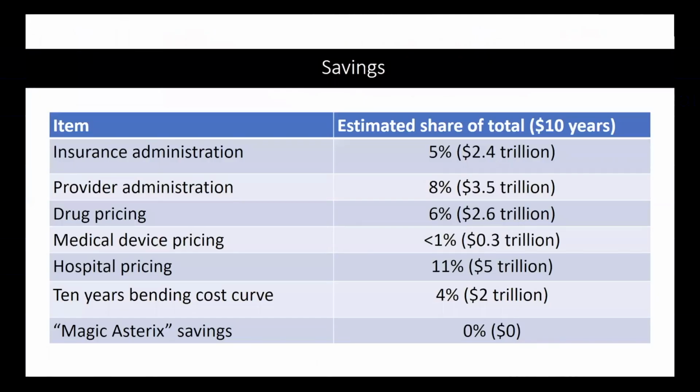How much is it going to cost? Here are my estimates. Now, if you looked at Jim's thing, I'm kind of on one extreme. My studies tend to be more optimistic about the savings you'll get. I estimate that 5% of spending over the next 10 years would be saved by reducing administration in insurance companies. That's $2.4 trillion. You can go down and see the rest. Provider administration, it all adds up to close to 30% will be saved, or 34% will be saved. The 10 years bending the cost curve, that starts out little, but it becomes bigger and bigger and bigger, obviously, over time.